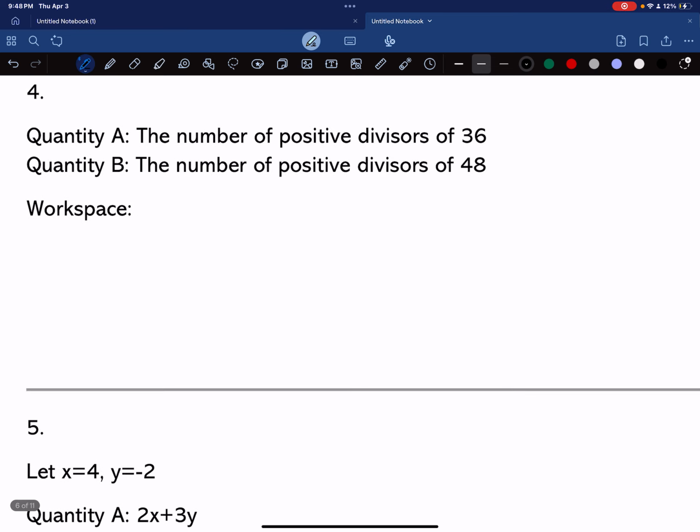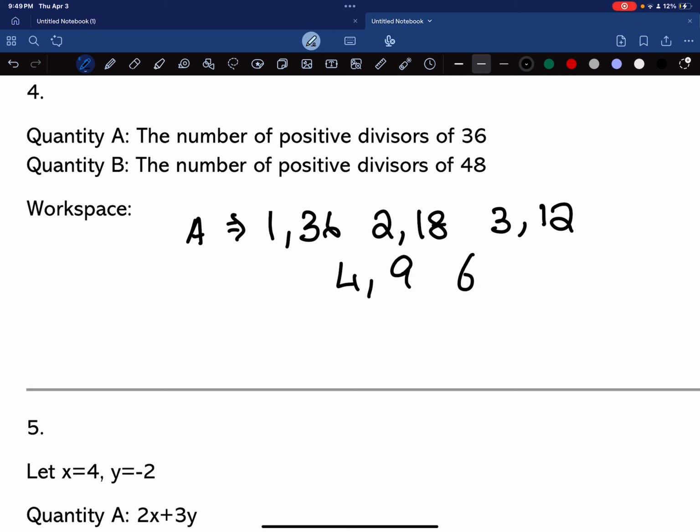For the fourth one, the number of positive divisors of 36 or the number of positive divisors of 48. And so we are just going to start listing them out here. If you don't know what positive divisors are, we're just thinking about any number that we can divide 36 by to get another number. So 1 and 36, obviously. 2 and 18. 3 and 12. 4 and 9. 6 and 6. I think that should be it.